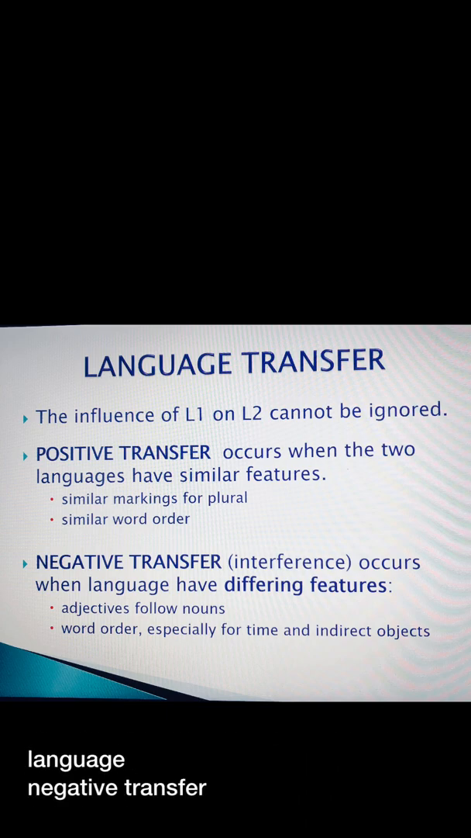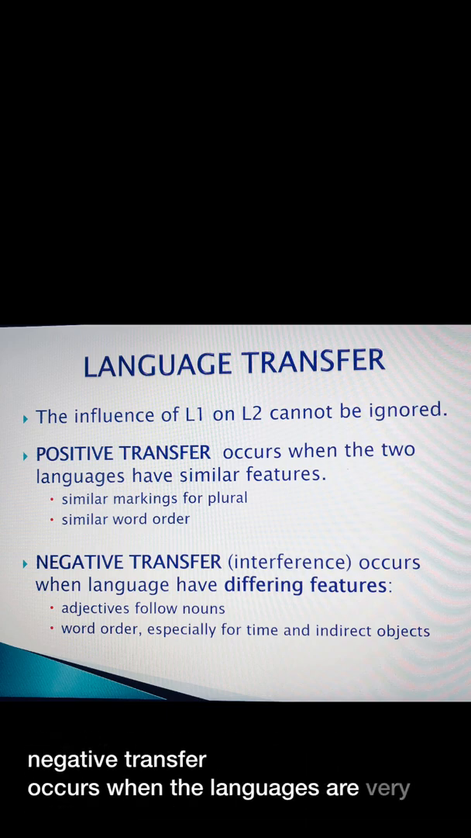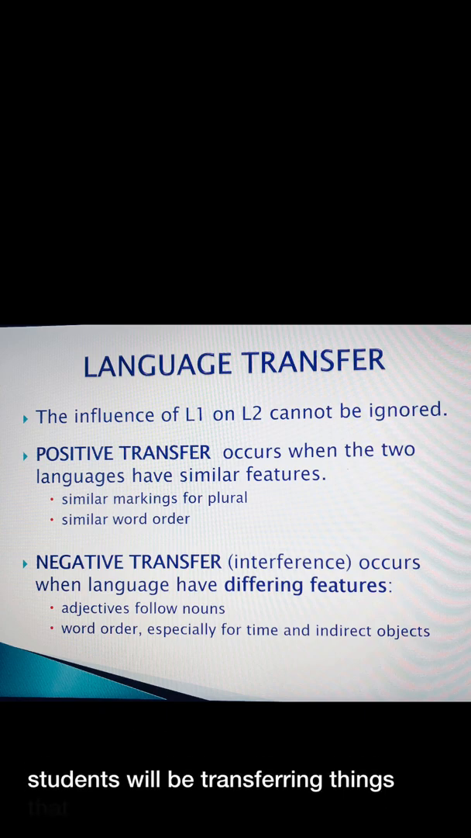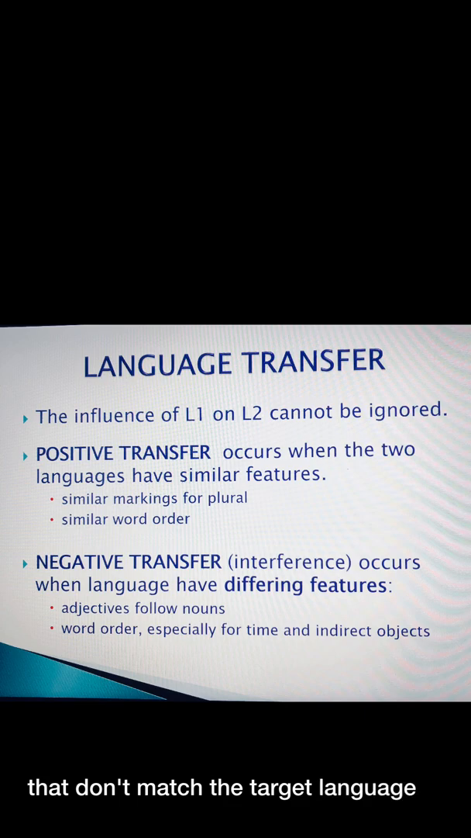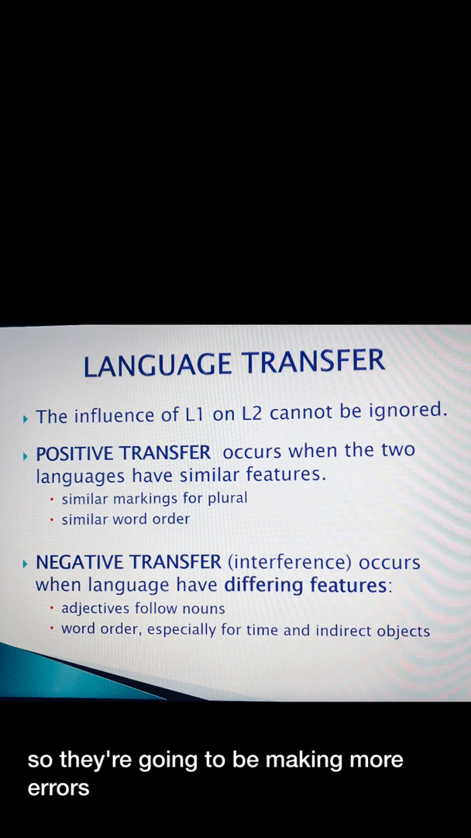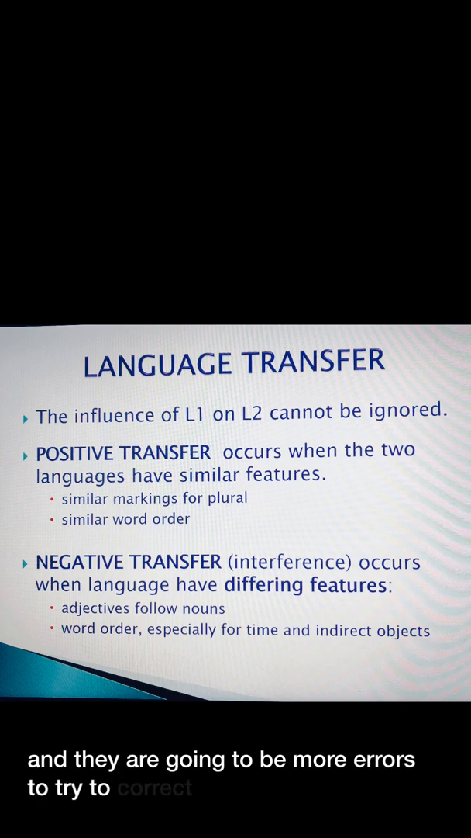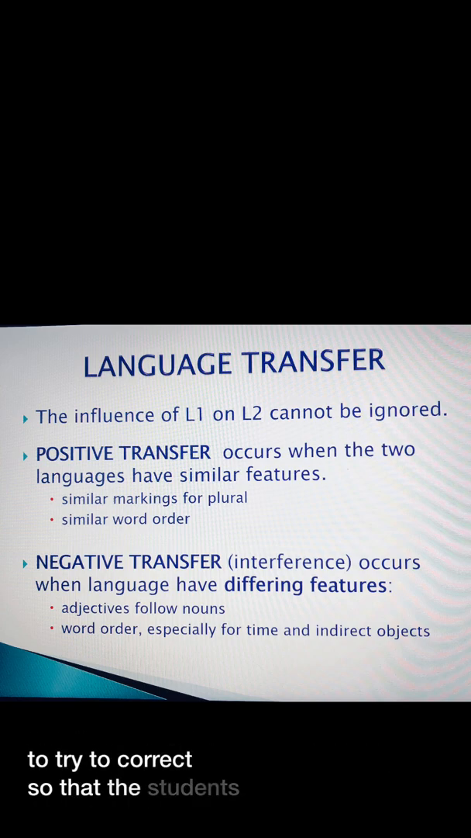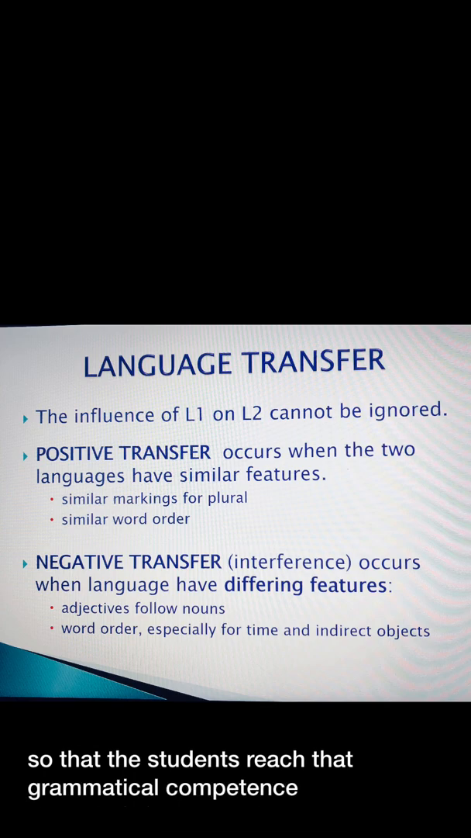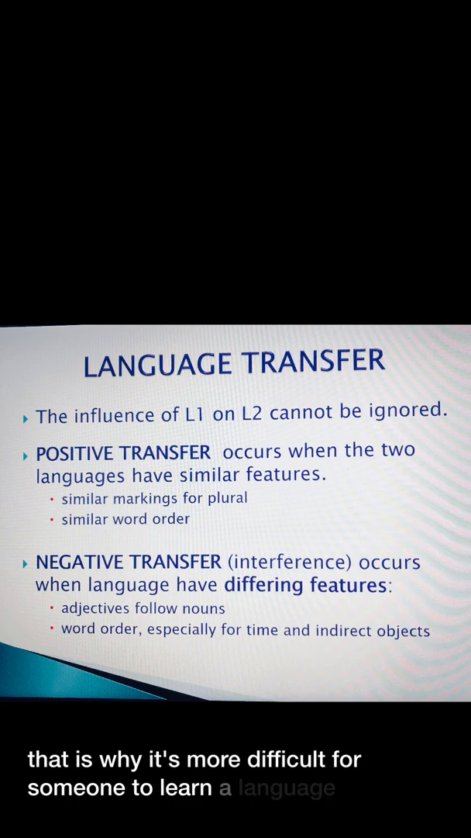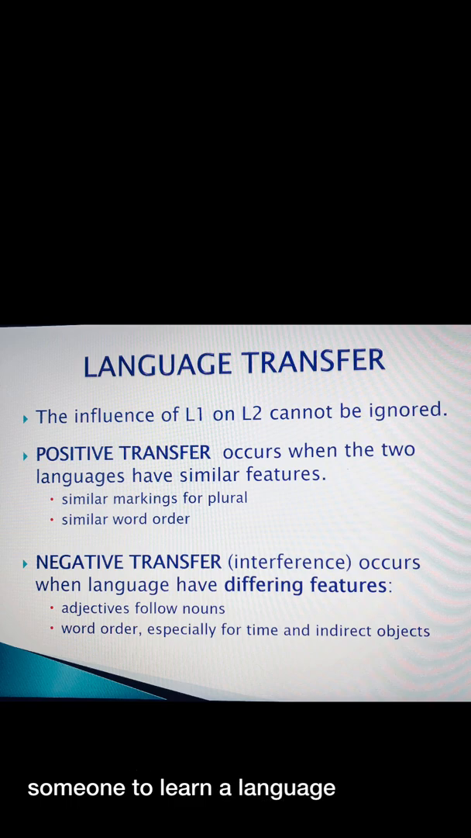Negative transfer occurs when the languages are very different. When the languages are very different, students will be transferring things that don't match the target language. So they're going to be making more errors, and there are going to be more errors to try to correct so that the students reach that grammatical competence. That is why it's more difficult for someone to learn a language that is very different from the first language.